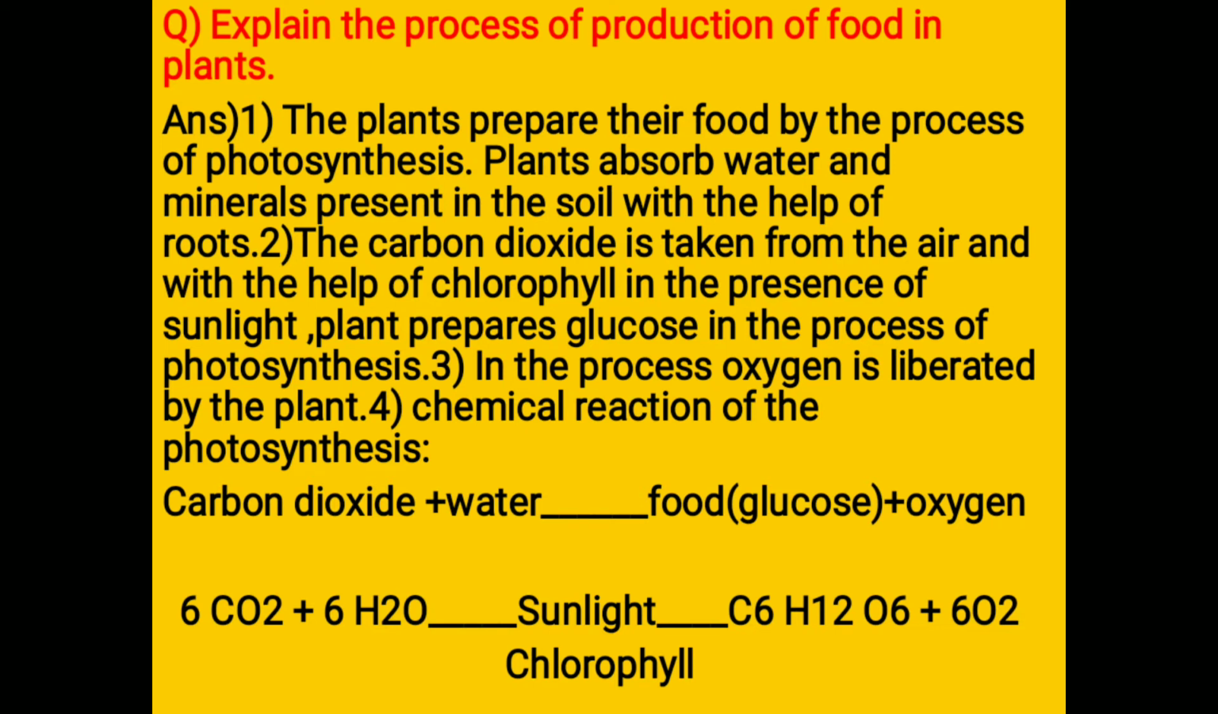Number 4, the chemical reaction of photosynthesis is carbon dioxide plus water in the presence of sunlight and chlorophyll will give you food, that is glucose plus oxygen. And it is written 6CO2 plus 6H2O in the presence of sunlight and chlorophyll will give you C6H12O6 plus 6O2. The numbers which are there, please write them at the base.